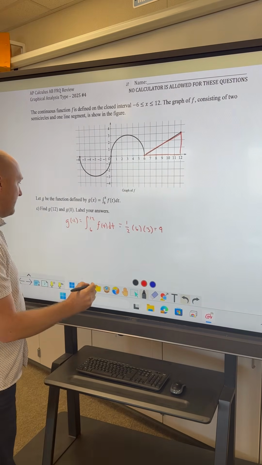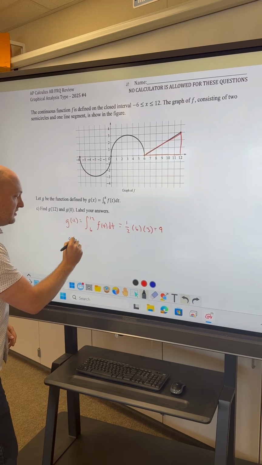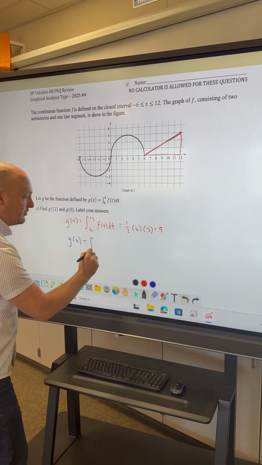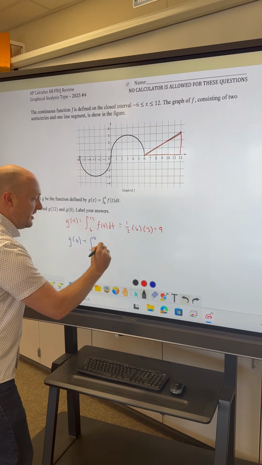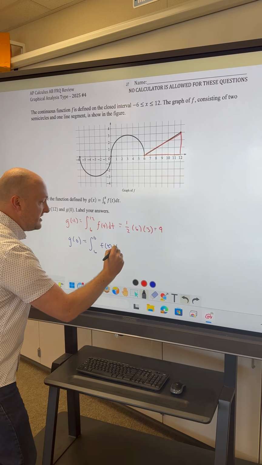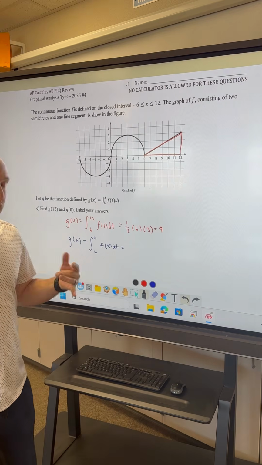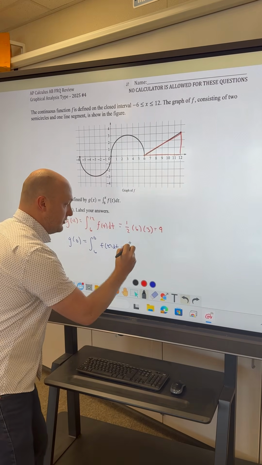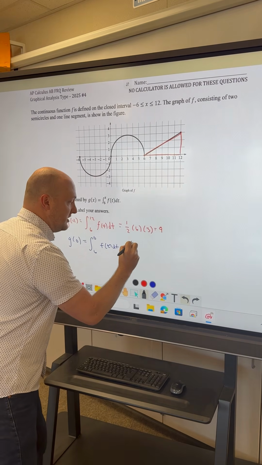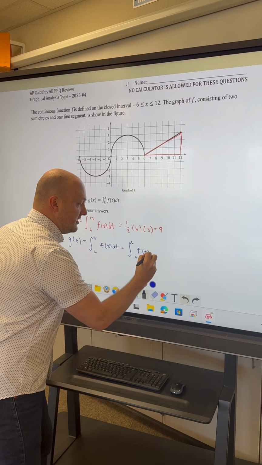Now we can go ahead and evaluate g of 0, which again is going to be the integral from 6 to 0 of f of t dt. Now notice that our bounds, or limits of integration, are flipped. Usually we have the lower value first, 0 to 6 of f of t dt.